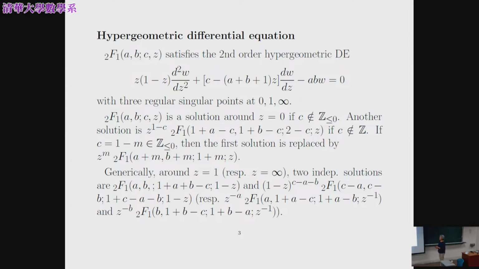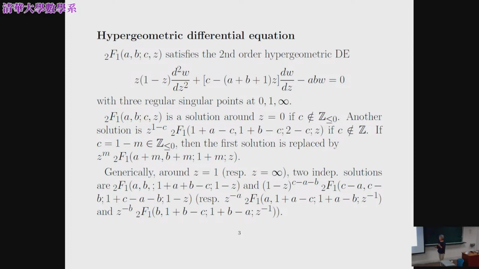Okay. So when such a differential equation is given, and we are given a point, then we can look for the solutions around that point. Now, of special interest is what happens when that point is a singular point. So if we look at the singular point 0, then we find out that 2F1(a,b;c;z) is a solution of this differential equation at 0. And that is the case if c is not a negative integer. So if c is a negative integer, the differential equation makes sense, but this hypergeometric series does not make sense.